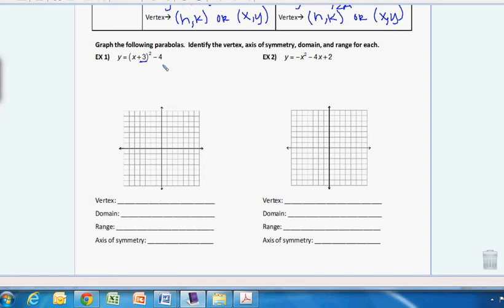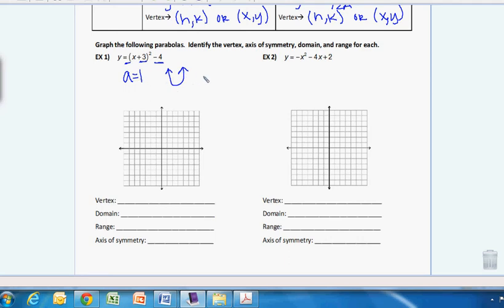Okay, so here we actually have vertex form. So this is my h value, this is my k value, because I know this is a vertical parabola because we're starting with our y. Okay, and we always want to figure out what our a value is, whatever that coefficient is in front. So in this case, our a value is 1. So I know that this is going to open up. It's a positive value, so it's going to open up.